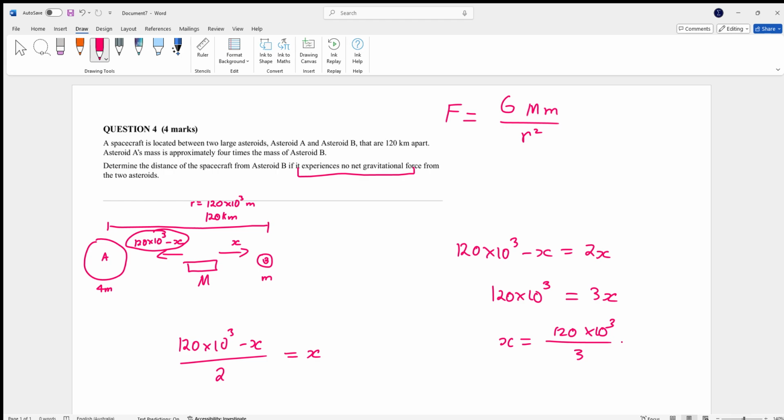So whatever that's going to be, if I work it out in the calculator here, it's going to give you x equals 40,000, and this is all in meters. What's that in kilometers? 40,000 divided by 1000, so 40 kilometers. Yeah, that seems right.